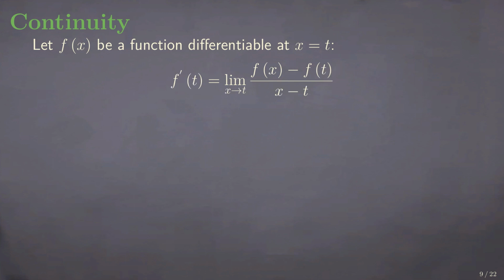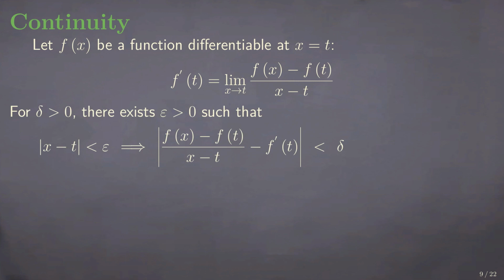Now let's write this as the limit of (f(x) minus f(t)) over (x minus t) when x tends to t. Because of the definition of limit, we see that for all delta greater than 0, there exists a positive number epsilon, so that whenever x is close to t with respect to epsilon, meaning that the absolute value of x minus t is less than epsilon, then the quotient (f(x) minus f(t)) over (x minus t) is close to f prime of t with respect to delta, meaning that the distance between them is less than delta.